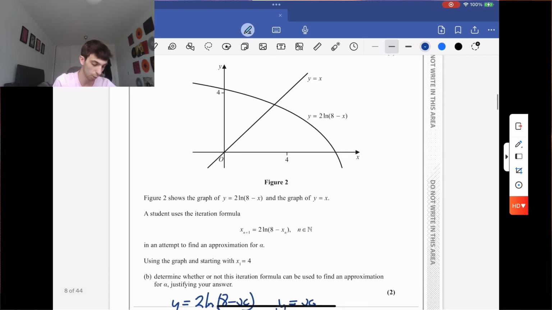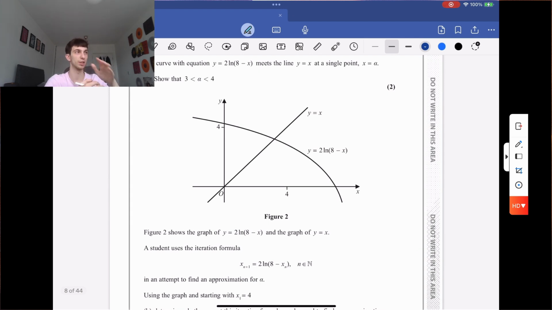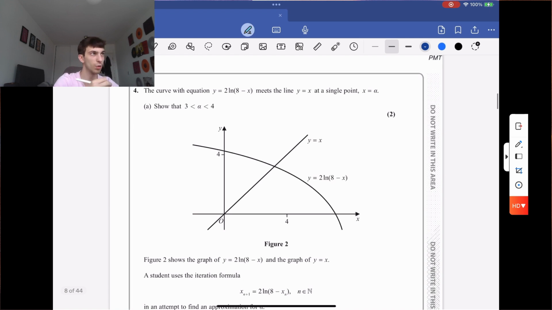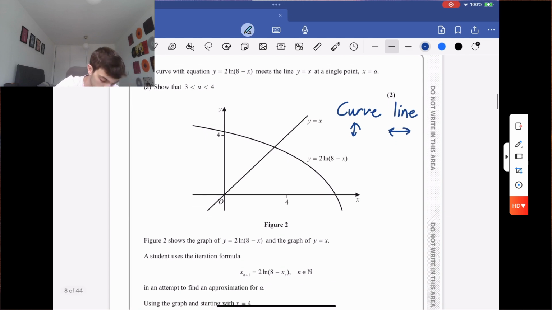Whenever we see these cobweb or staircase diagrams, it's going to be a cobweb in general if you have a negative gradient, and a staircase in general if you have a positive gradient. Whenever we see these kinds of questions, we always go to the curve. We move vertically to the curve, and then go to the line: curve, line, curve, line. And going to the line, we move horizontally. So starting with x equals 4, we go vertically to the curve, then horizontally to the line, vertically to the curve, horizontally to the line, and so on.